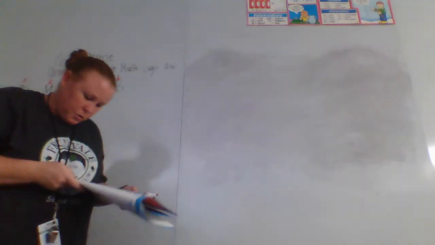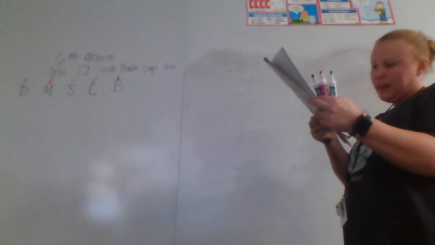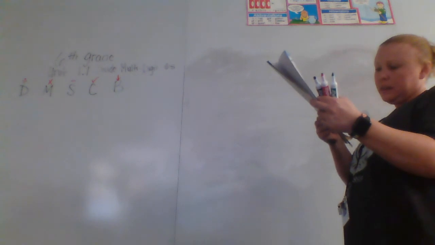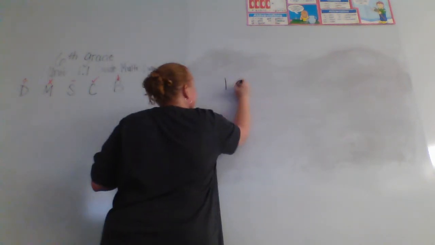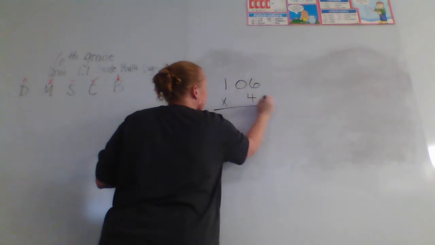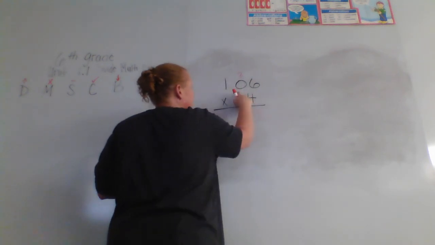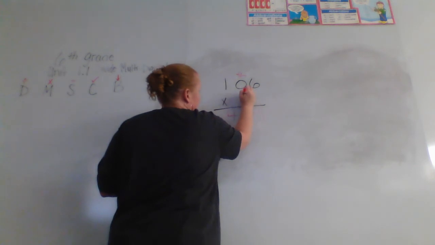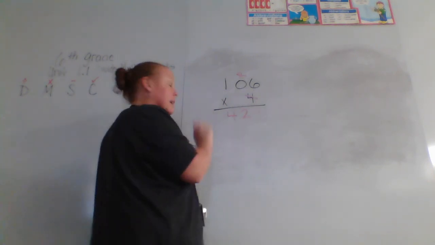Okay. Your next one says, Carlos bought 4 packages of cheese. Each package weighed 1.06 kilograms. How many kilograms of cheese did Carlos buy? So we bought 4 packages at 1.06, and we bought 4 of those. Okay? So 4 times 6 is 24. 4 times 0 is 0, plus 2 is 2. 4 times 1 is 4. Okay? Tic, tac, and we don't have to toe because that was our only one.